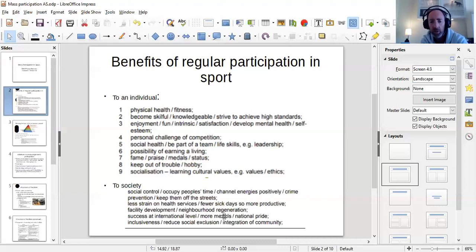And we saw this in 2012 with the UK Olympics, getting their highest medal tally ever, finishing third in the table. And finally, inclusiveness, reducing social exclusion, integration of the community. These are all other benefits to society. And let's move on then to the next slide.